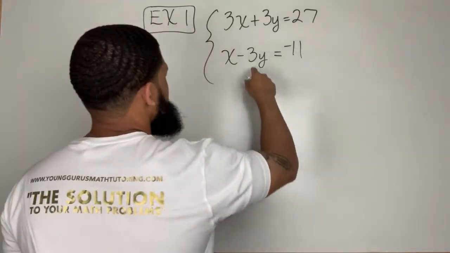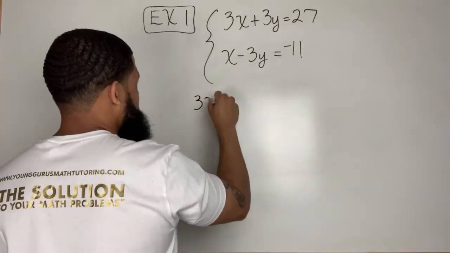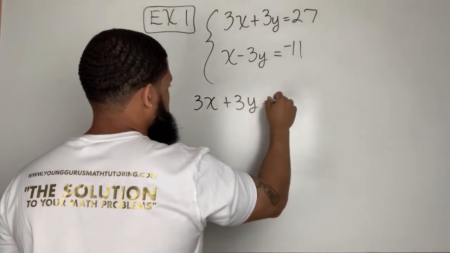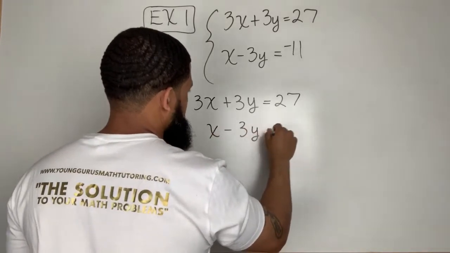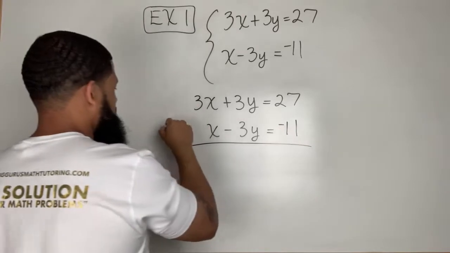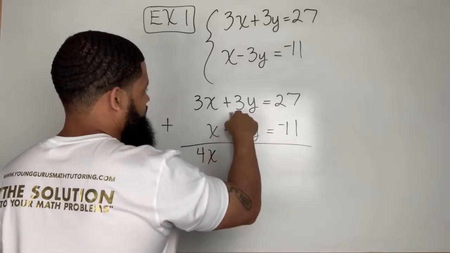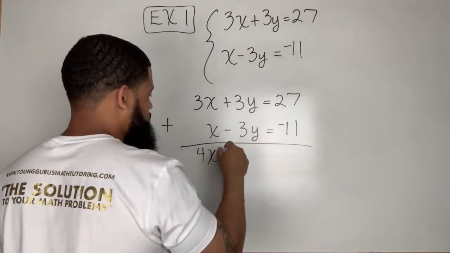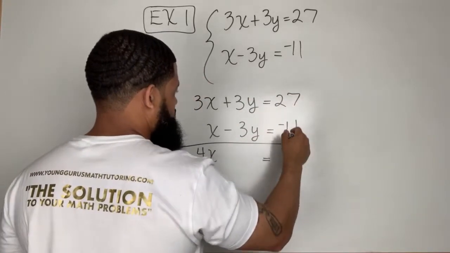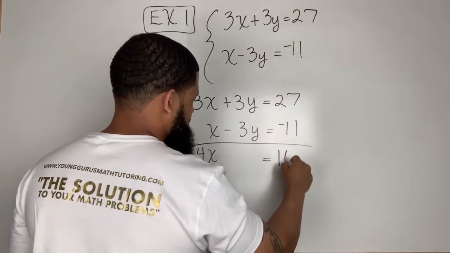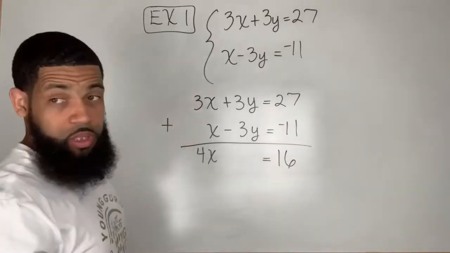Here, if you notice, I have positive 3y and I have a negative 3y. So if I add these equations, I'm adding these two equations like this. If I add 3x plus 1x, I get 4x. If I add 3y plus negative 3y, they cancel, so there's nothing there. And then 27 plus negative 11 gives me 16. So I have 4x equals 16. All I did was add the two equations.